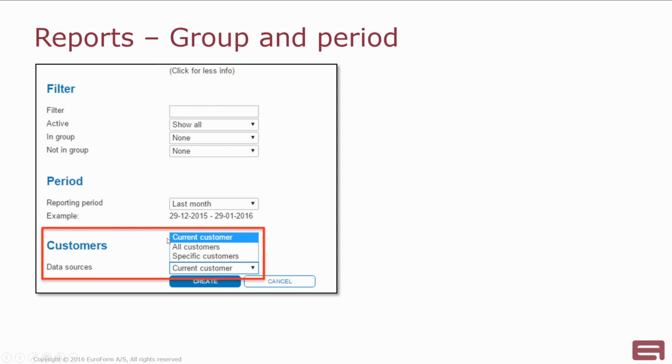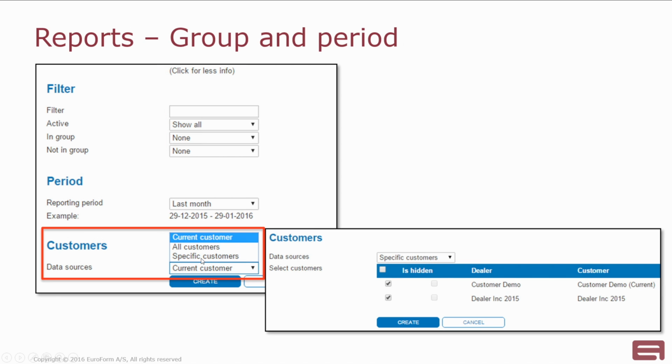And one of the great aspects with the reports now is the data sources, where you can truly create a master report choosing who should be included in the report, either the current customer, all customers across the same level, or specific customers. So you can pick and choose who you want the report to be pulling information from. And when you choose specific customers, it'll allow you to bring up the option to be able to select them individually. And then when you're done, you would press create.